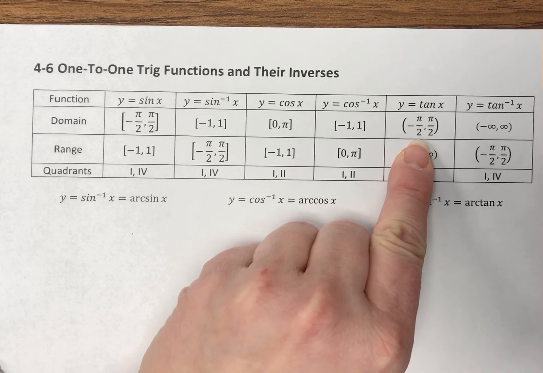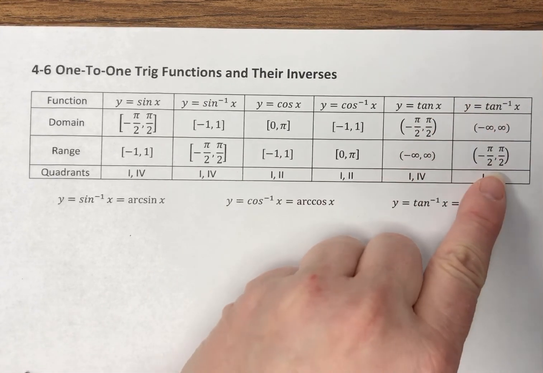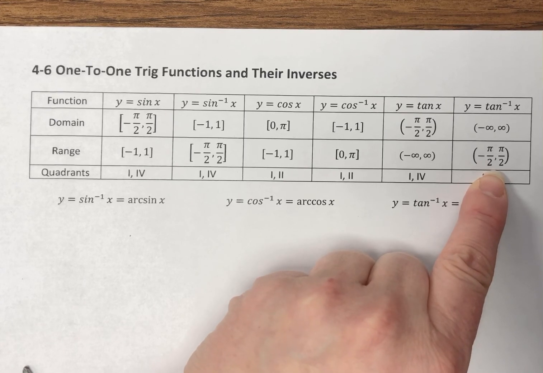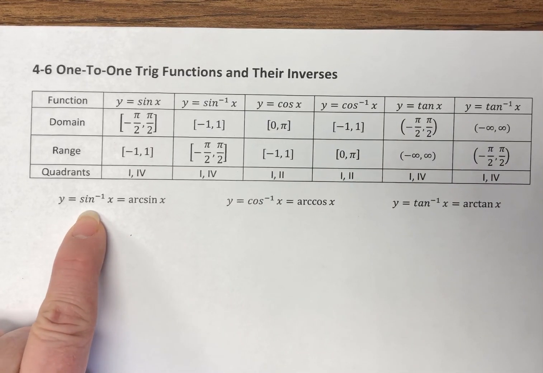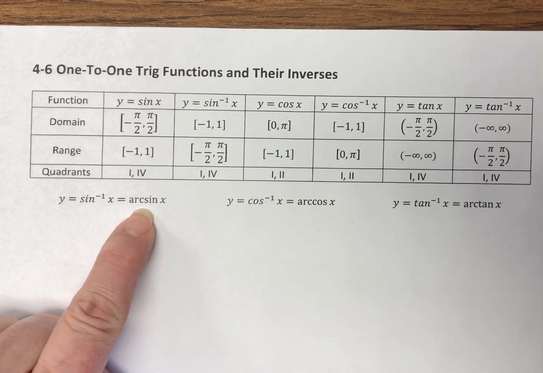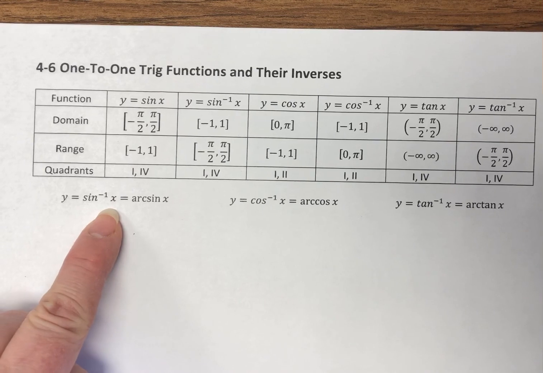Tangent has vertical asymptotes at pi halves and -pi halves. Inverse tangent is going to have horizontal asymptotes at -pi halves and pi halves. And we will graph these here shortly. Now again, remember, inverse sine, arc sine, you can write it either way, it doesn't matter. If a problem is presented this way and you switch it or vice versa, it does not matter.